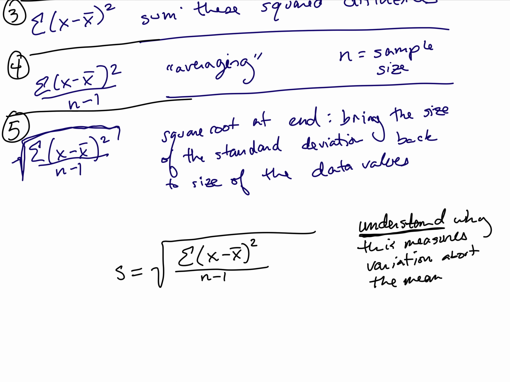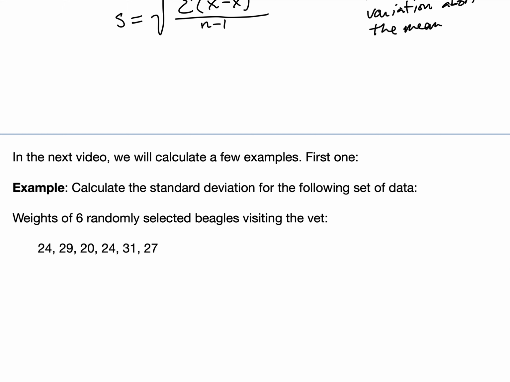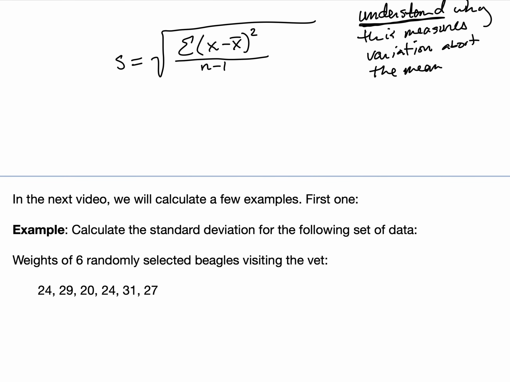So in the next video, we'll do a couple calculations of the standard deviation using the formula we just described. The first example we'll do is finding the standard deviation for those randomly selected beagles. And so if you're feeling brave, you could give it a try with the formula above, and then see in the next video if you did it correctly, or if you feel like you want to see an example first, feel free to go straight to the next video.